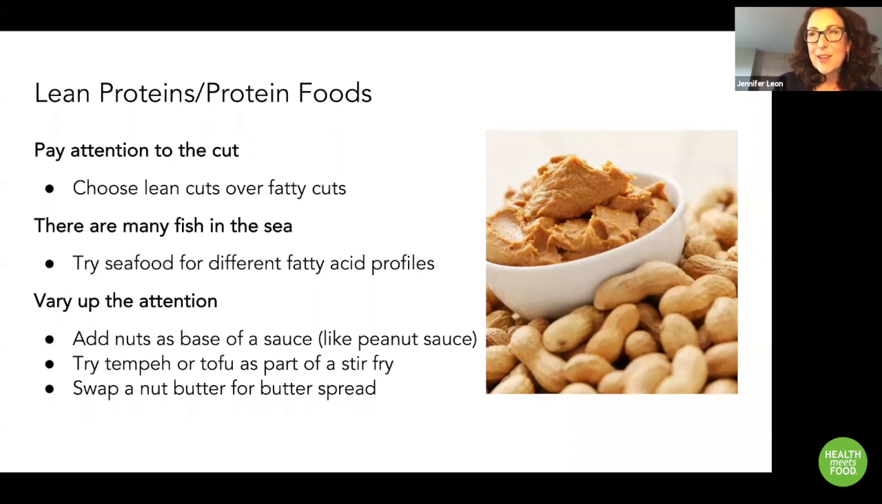It's great to think of vegetarian sources as the protein food, especially when we're thinking about sustainability. So thinking about tempeh or tofu as part of a stir fry, for example. We'll be talking about tempeh and tofu in a little bit, or maybe they'll swap out a nut butter for a butter spread. Next slide, please.